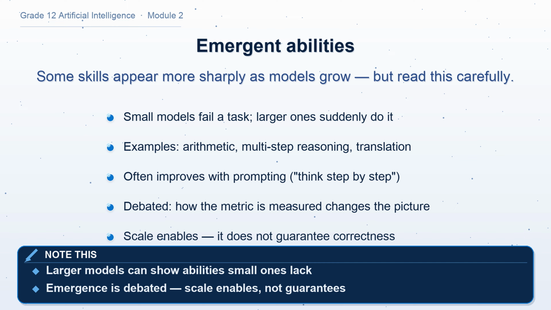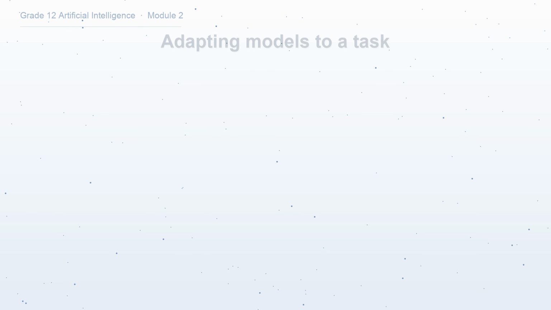So the practical question becomes, how do we put these models to work? A pre-trained model knows a great deal, but rarely your exact task. There are two broad ways to adapt it. The first changes nothing inside the model.